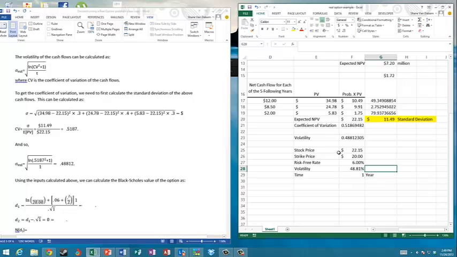And just for ease of computation, I'm just going to name these cells. So this is my stock price. And I'm up here in the cell name area. Second one is the strike price. The next one I'll just put in risk-free. Then finally, now put in volatility. The last one I'll put in is time.